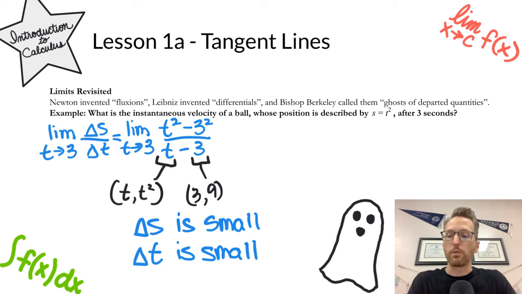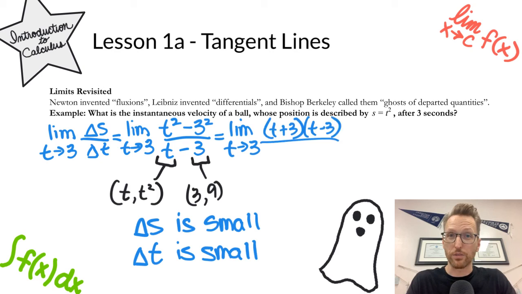What that looks like when we expand is the limit as t approaches 3 of t plus 3 times t minus 3, t plus 3 times t minus 3. And that actually works out. That's so great. And this is one of the examples that helps us in that way. That's the difference of 2 squares. The denominator stays the same.